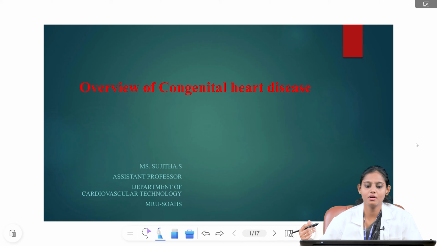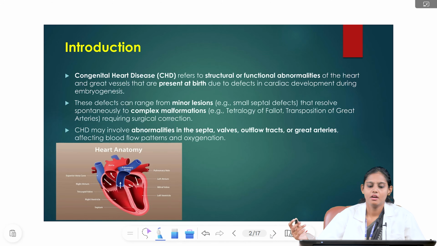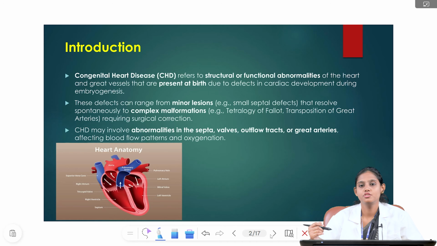Today we are going to talk about the topic of overview in congenital heart diseases. Before going into the topic, I wanted you to know what is meant by congenital heart defects. Congenital heart defects refers to a structural or a functional abnormality of the heart and the great vessels that are present at birth due to the defects in their cardiac development during embryogenesis.